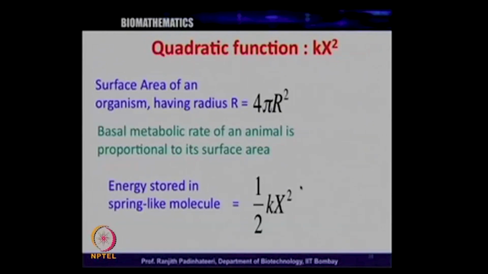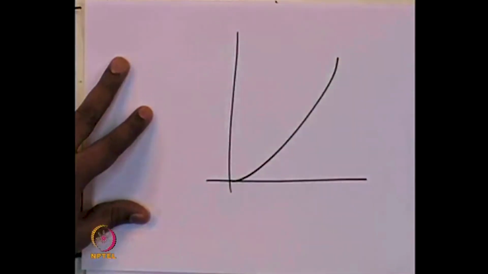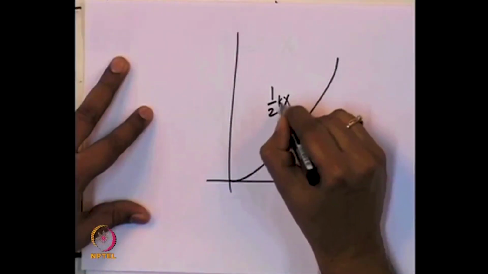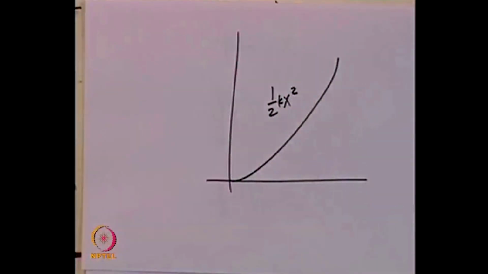Similarly, the energy stored in a spring-like molecule is half k x square, where x is basically how much the spring is stretched. As we saw earlier, x square had a behavior which increases like a curve. As I can draw here, when we plot x square, it was increasing. So, this is half k x square. What does it mean? The more you stretch the spring, the more energy you need to give to stretch it.